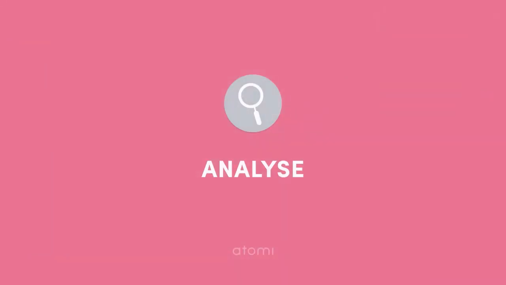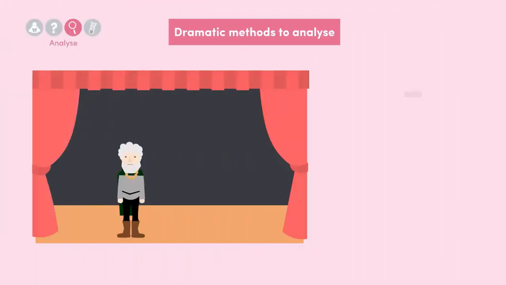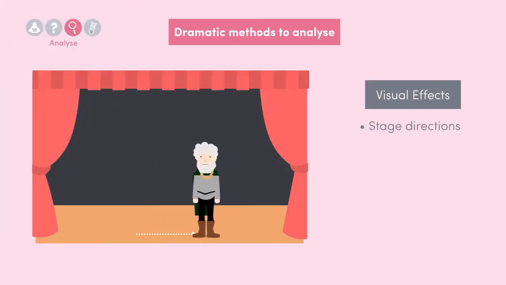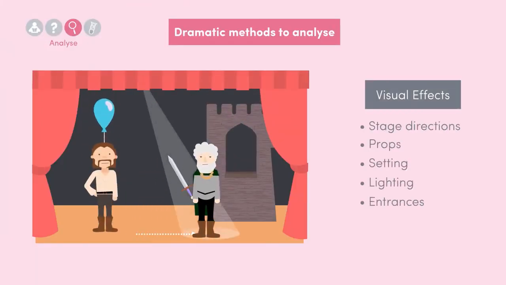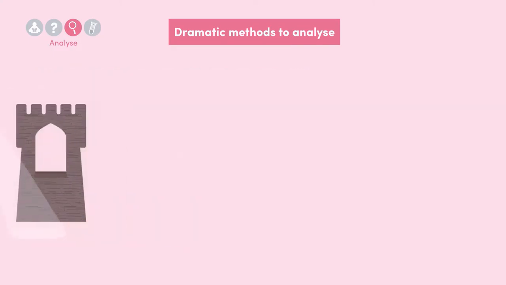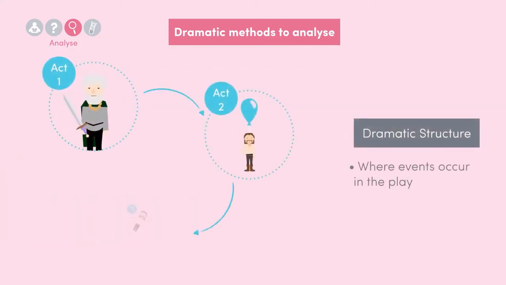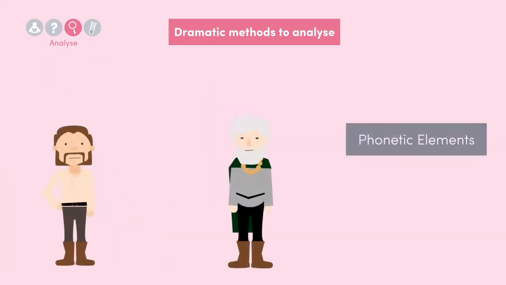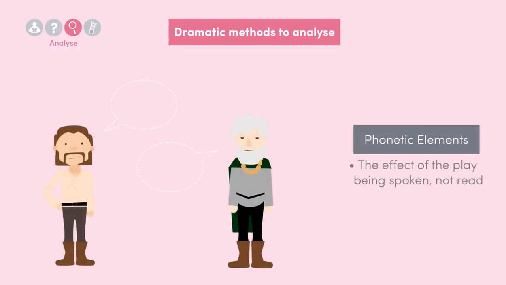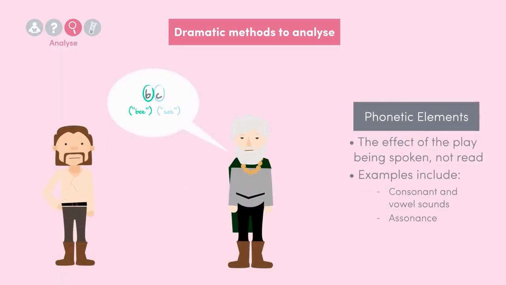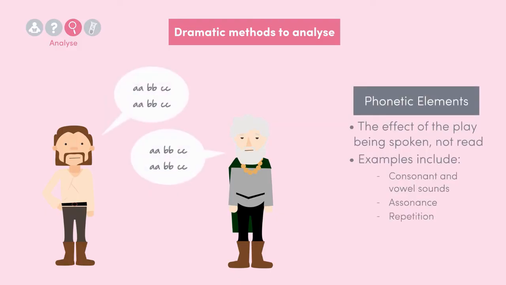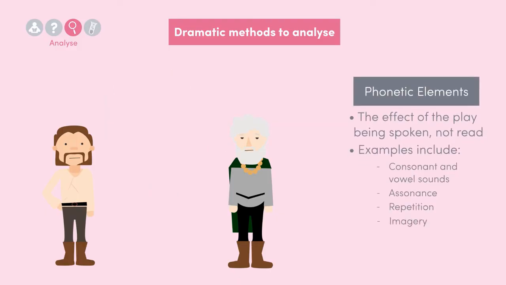Let's analyse a play. Well, you want to consider the visual effects of the play. These may include stage directions, props, setting, lighting, entrances, exits, as well as dramatic structure, where events occur in the play. And the effect of the play being spoken, not read, called phonetic elements: consonant and vowel sounds, assonance, repetition, imagery.